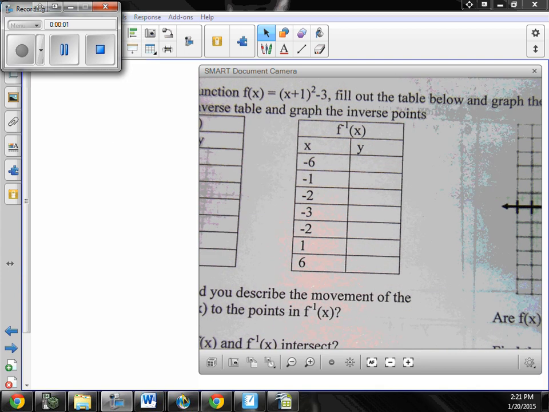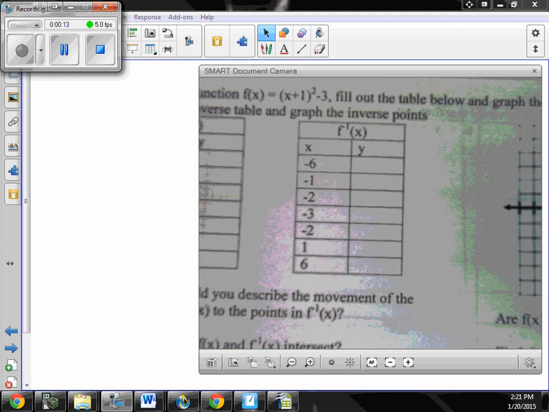Ago, we looked at finding the inverse of logarithm functions and exponential functions. We're now going to look at the graphs and how they compare. So we're going to do a quick review of inverses.